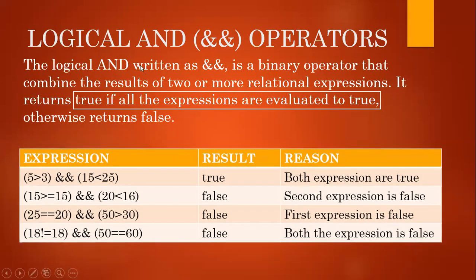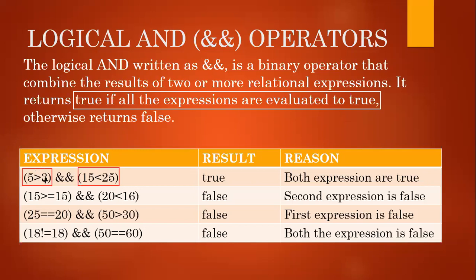Now understand, as I said, it has two or more relational expressions. So which are those two or more relational expressions? This is the first expression: 5 is greater than 3. Here I have used constants. Even you can use a variable, but just for simple understanding, we use constants. So 5 is greater than 3, and 15 is less than 25. So here, these are my two relational expressions.